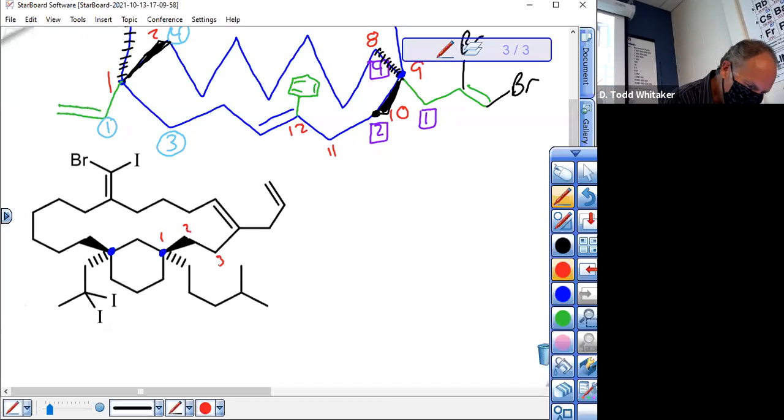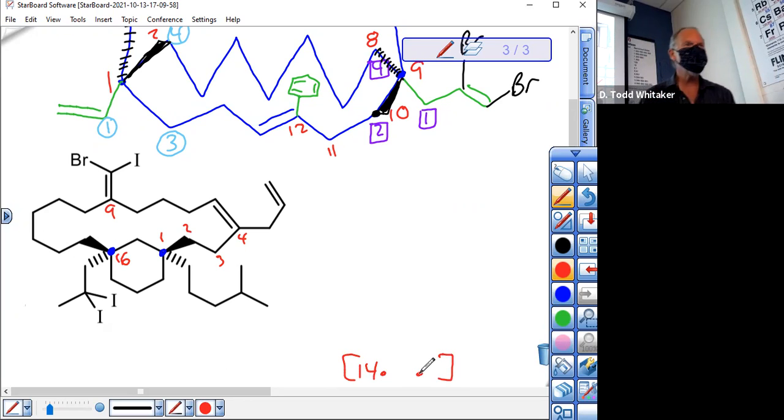1, 2, 3, 4. And we'll just number where we need numbers now. 5, 6, 7, 8, 9. And then 10, 11, 12, 13, 14, 15, 16. And when I do that, I put a 14 dot here. I know it's strange, isn't it? And what's the word that goes in front of that? Cycle. Close. Bicycle.